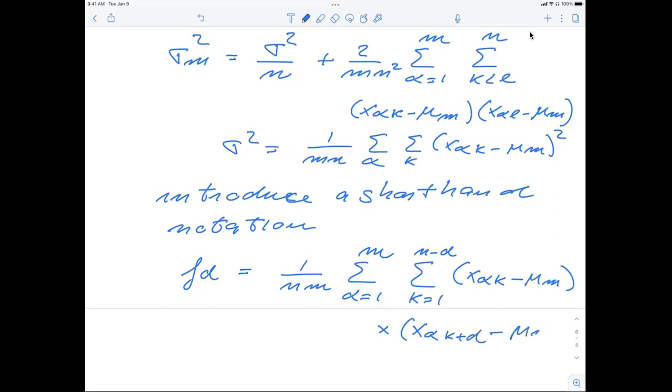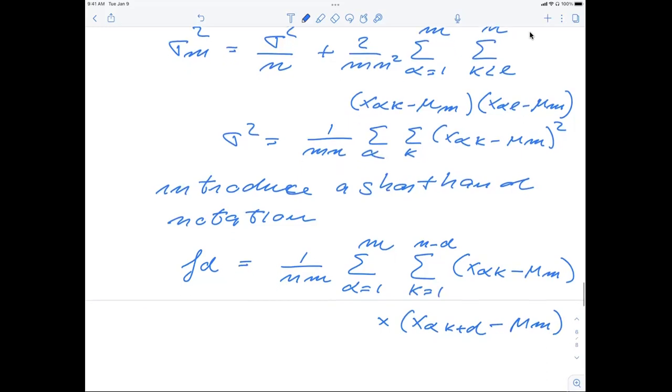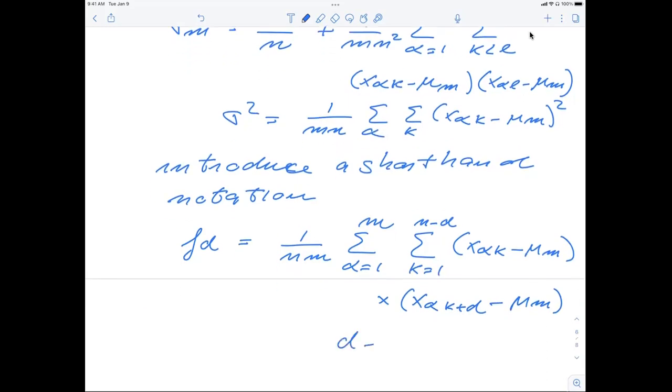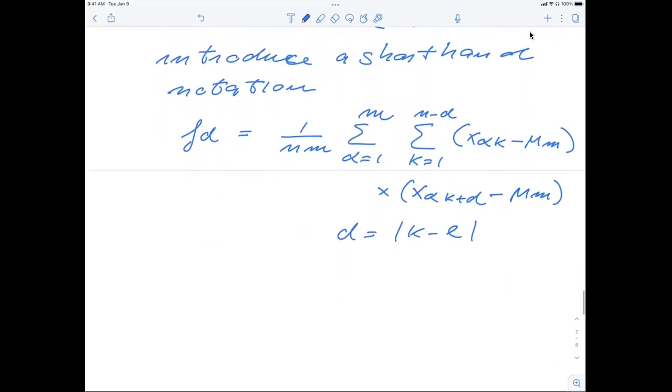minus mu of m. So what I'm going to do now is just to rewrite this covariance term in terms of this quantity f of d. And this d here is simply the absolute distance between k and L. So instead of having an explicit sum over L, I'm going to replace that with a summation over this quantity d. So this quantity d is also an interesting quantity because we use that one to define something which is called the autocorrelation function.